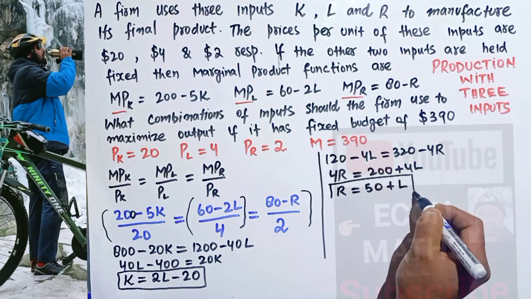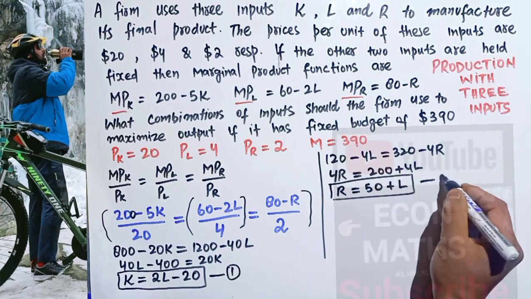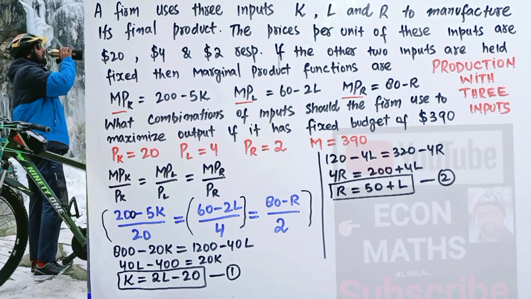Okay, this is the first equation, this is the second equation, and now let's write the budget constraint that is being given to us. So our budget constraint will be our third equation. So what is our budget constraint? Let's write it here.